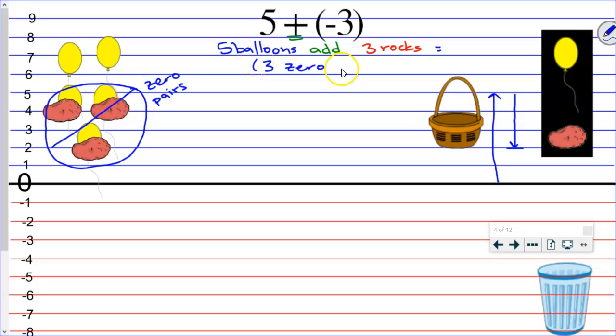I want you to write that down. 3 0 pairs and an extra 2 balloons. I don't want us to forget that there are those 0 pairs in there. So I want that to be part of the notes. 3 0 pairs and an extra 2 balloons. So what is 5 plus a negative 3? Why, that's equal to positive 2. Nice and easy, right? Okay.